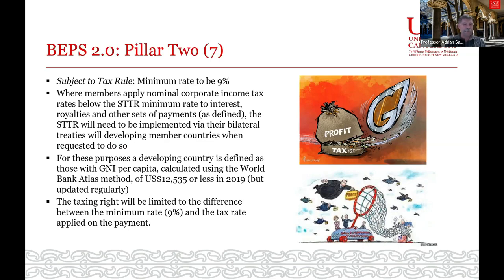In terms of what is a developing member country, this is defined for the purposes of this proposal to be those with a GNI per capita calculated using the World Bank Atlas method of US $12,535 or less in 2019, but they propose they will update this figure regularly. So the key thing of the subject to tax rule is that the difference between the minimum rate of 9% and the actual tax rate applied on the payment will be the taxing right that a jurisdiction has to ensure that these types of income are taxed at no less in effect than the 9% rate.